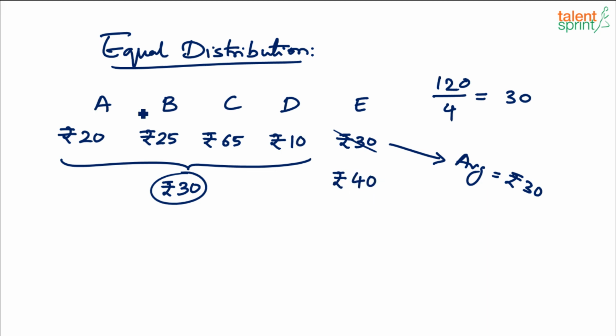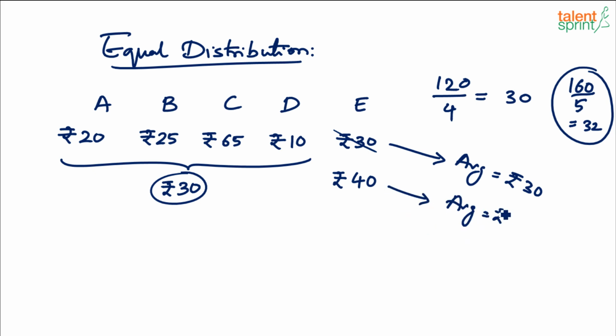Now this 160 should be divided among 5 people. 160 upon 5. What is 160 by 5? 160 by 5 will be equal to 32. So the average of the group becomes 32. If E has got 40 rupees, the average of the group becomes 32.